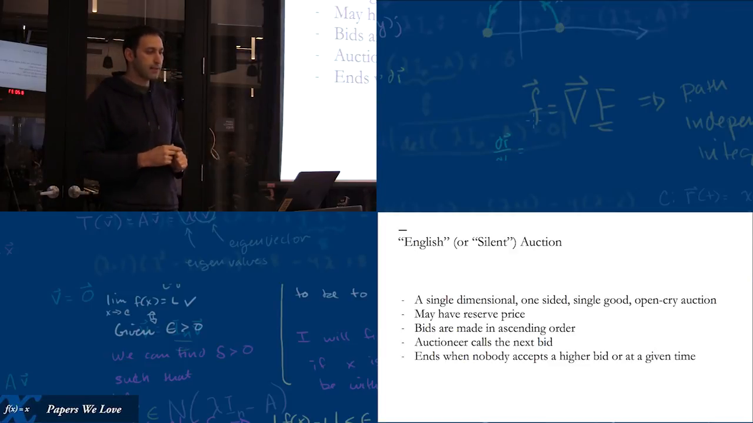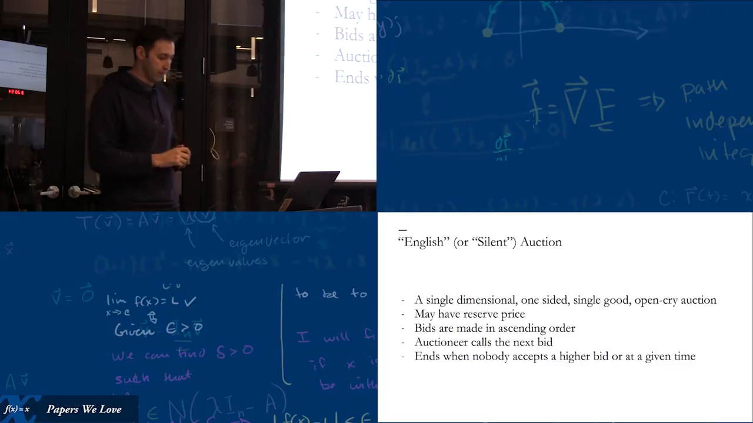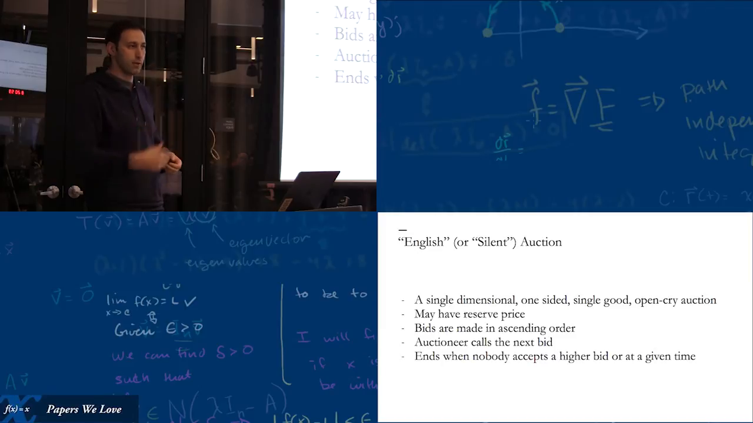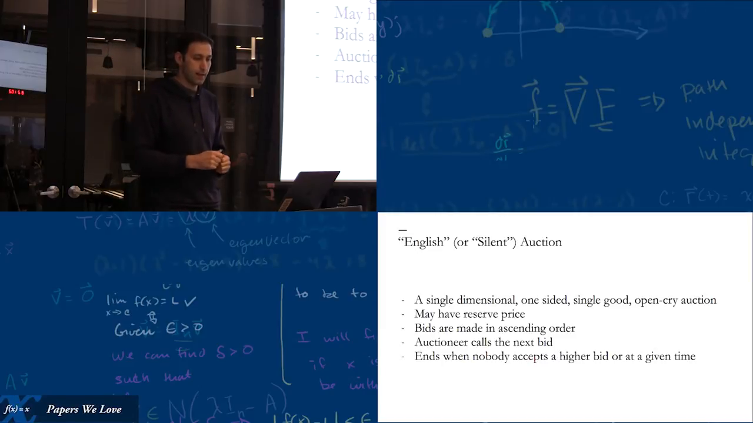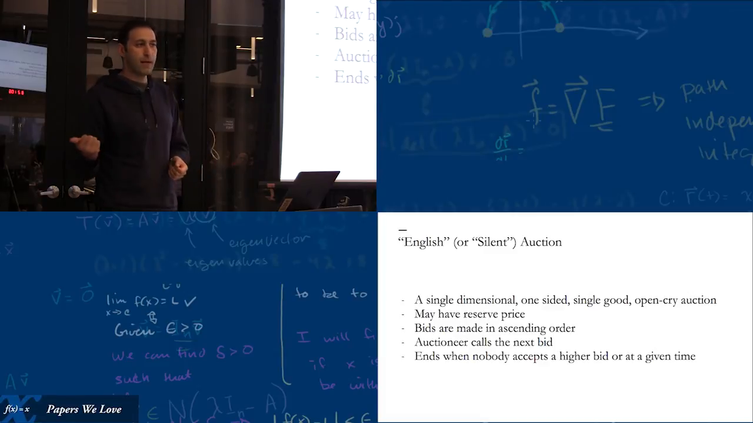And it's single dimensional, as there's only one aspect, which is the price that you are paying. And it's one-sided. It's sell side, because except the seller might set something called the reserve price, which is the minimum amount at which the good will be sold, really there's only one person deciding what's going on. It's the auctioneer calling the numbers, and the seller makes that decision. It's a single good, because we are bidding on one thing at a time. It's open cry, because once a bid has been announced, everybody knows about this bid.